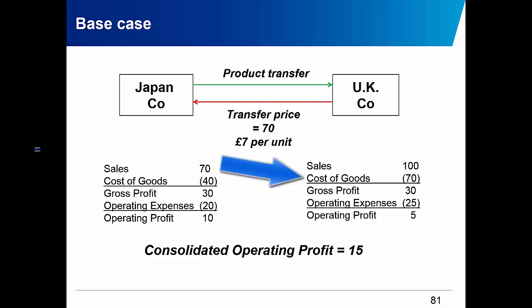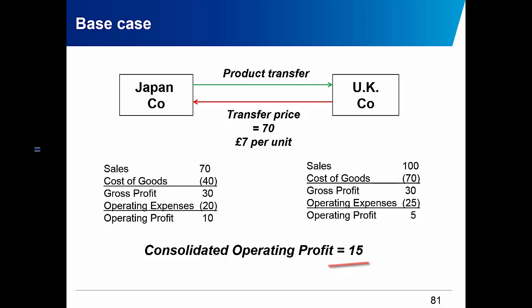We have 10 units of products being sold at £7 per unit. So Japan Co. is selling these products at 70. It has no other business. And the UK Co. is buying those, so it's showing up in their cost of goods sold as 70. That is the only business they have, selling the product that they're buying from Japan Co. The consolidated operating profit between the two entities is 15.